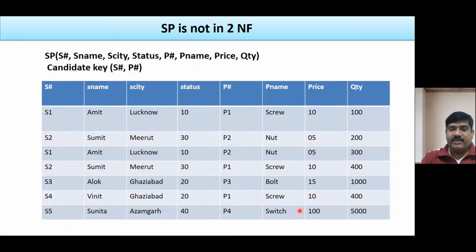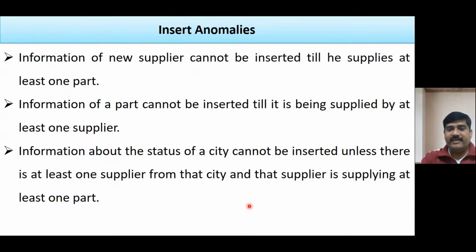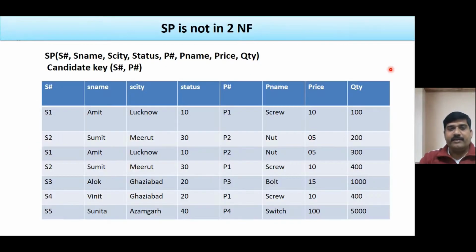Now see here, there are various anomalies also existing in these tables. Insertion anomalies: information of a new supplier cannot be inserted until he or she supplies at least one part. Suppose we want to insert information of a supplier, but at present the supplier is not supplying any part, so we will not be able to store the information of that supplier. Why? Because S number and P number act as the candidate key, so here null is not allowed.